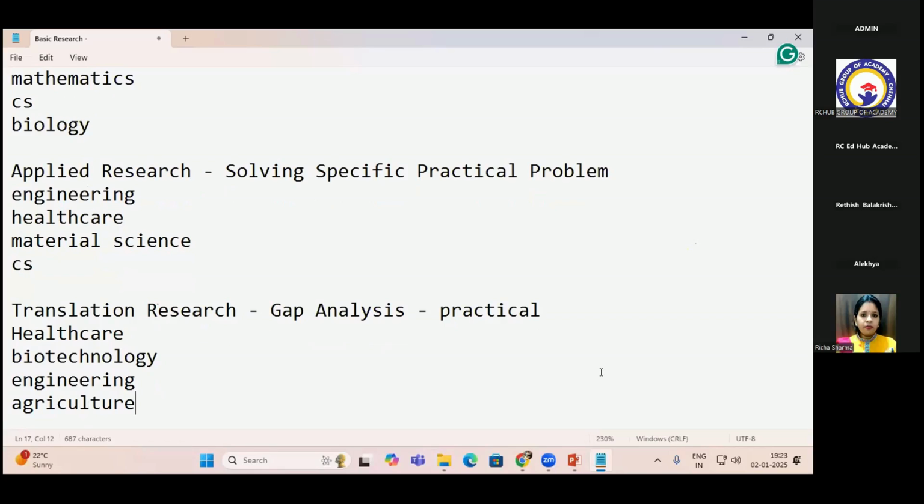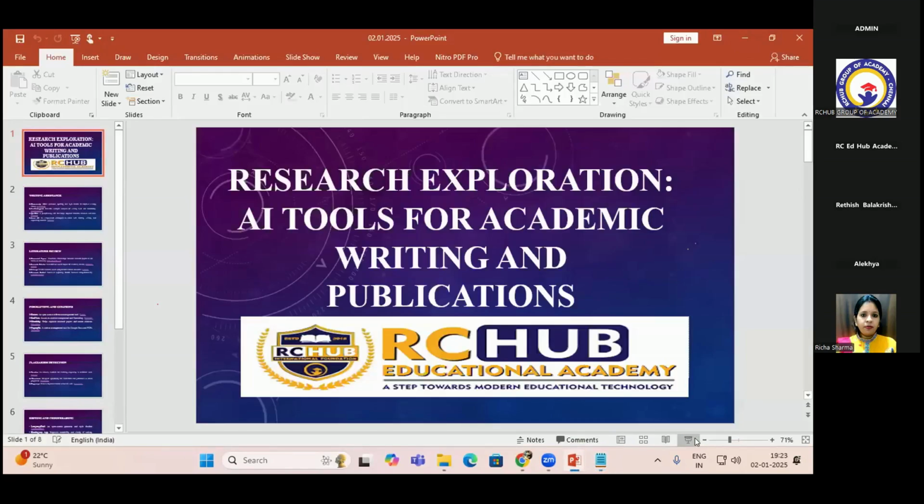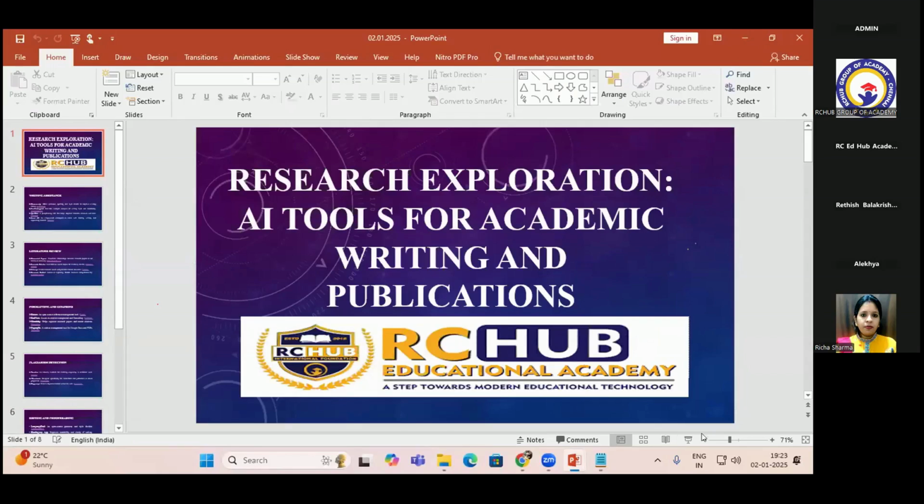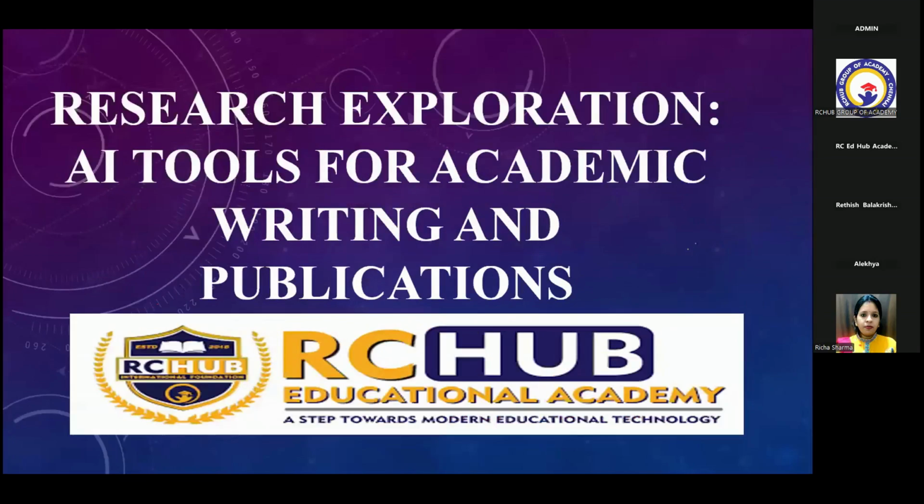Now, our ultimate aim is to write, as the heading suggests, on exploration of research. That's what I'm giving in my heading, so that you can see, on behalf of RCHUB Academy, research exploration, AI tool for academic writing and publication. So now we will focus on academic writing. Of course, you can understand what research exploration is. Now which problem you're going to take, whether it is a qualitative problem or a quantitative problem, or what type of approaches you're going to use, it all depends upon you.